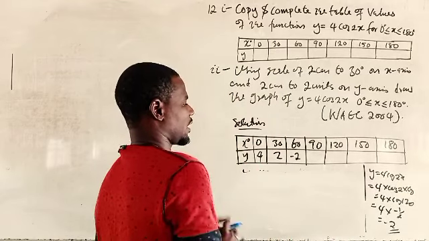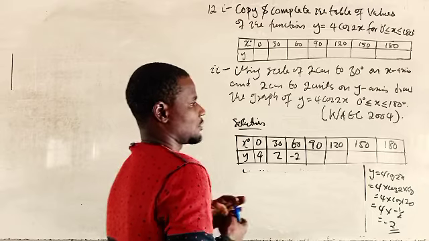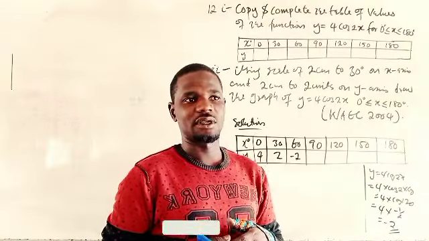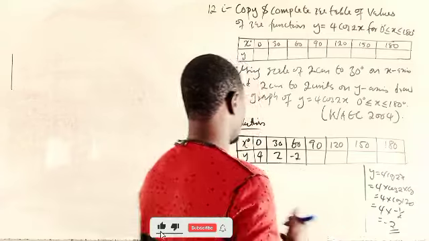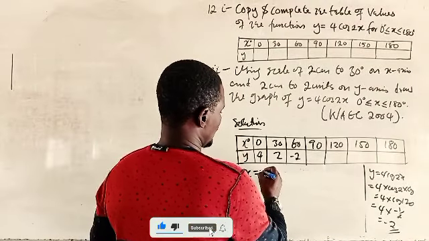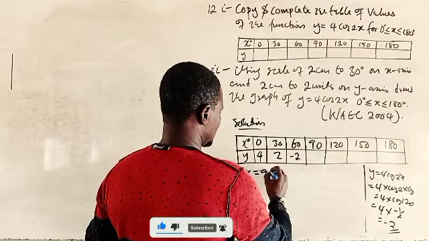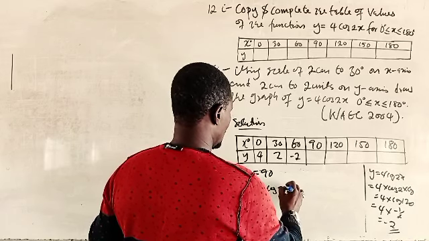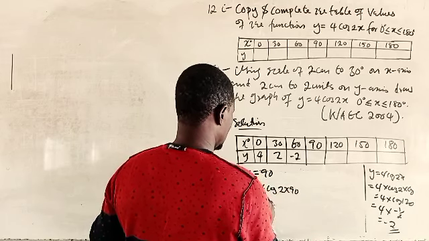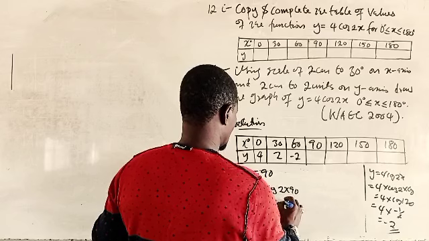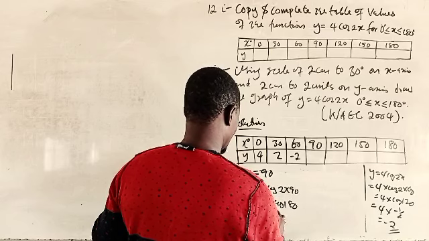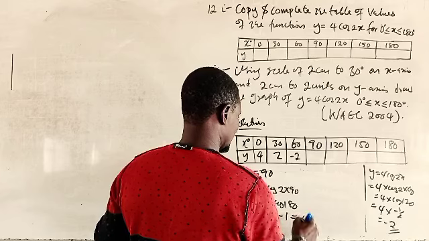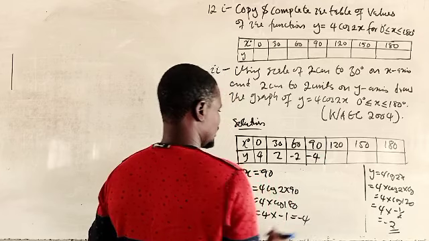Next is when x is 90. 90 times 2 is going to be 180. So when x equals 90, we have y equals 4 cos 2 times 90, which is 4 times cos 180. Cos 180 is minus 1, and this equals minus 4. So here is going to be minus 4.